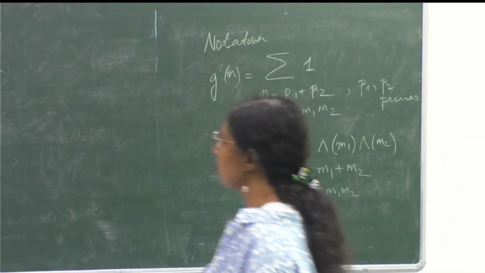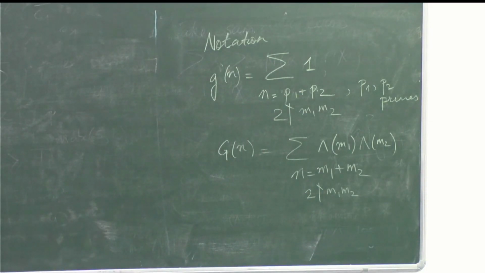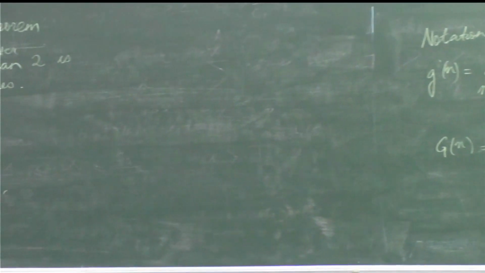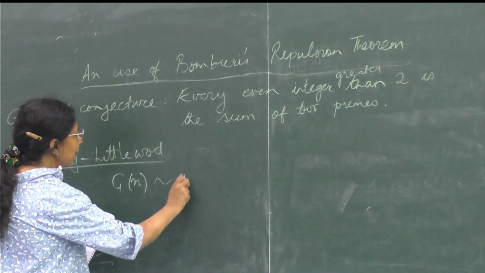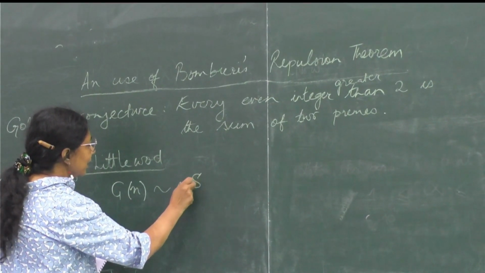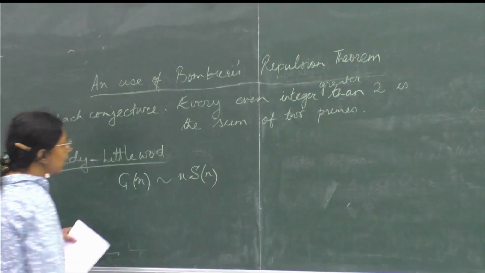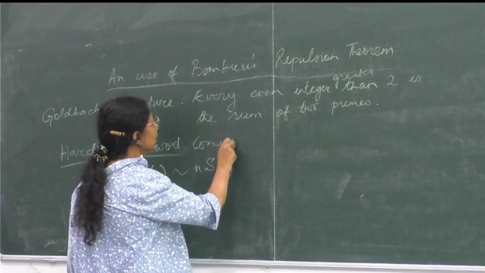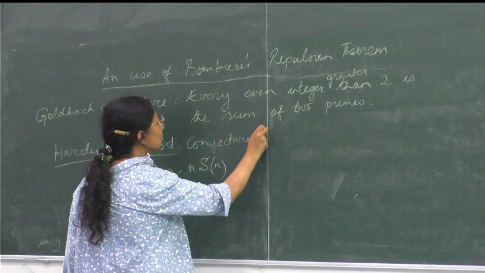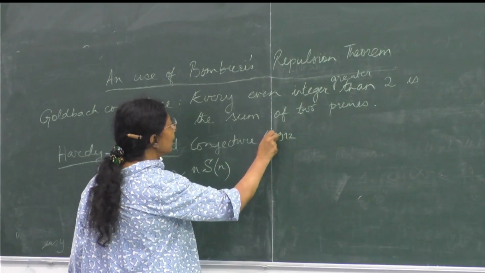So now Hardy and Littlewood conjectured something. They said that G of n is asymptotically n times S of n. This is the Hardy Littlewood conjecture. This was in 1912 or something like that, a long time ago.